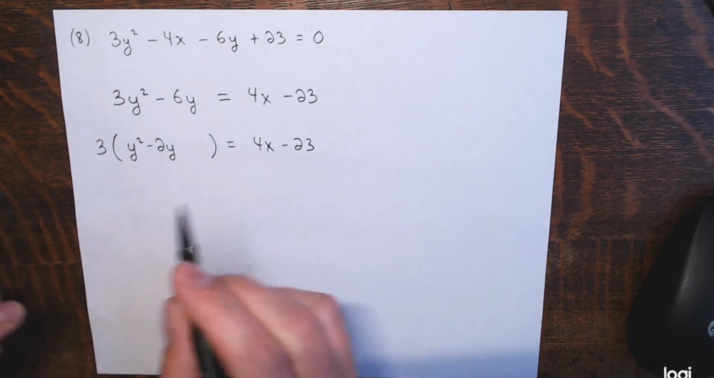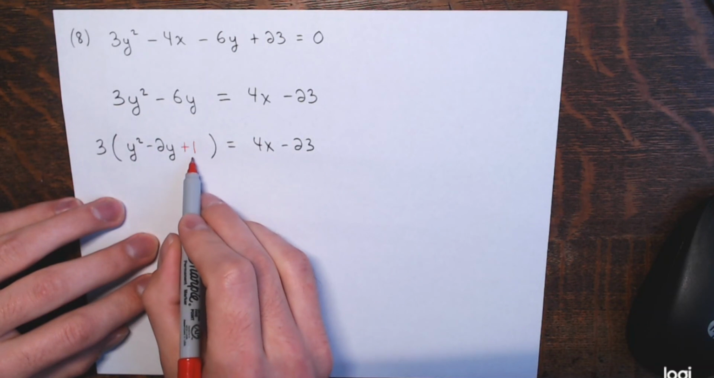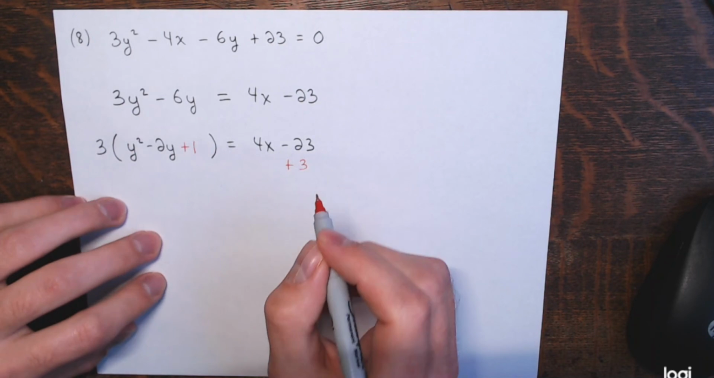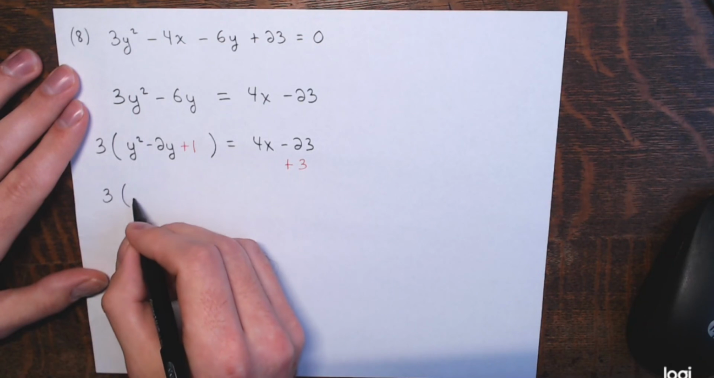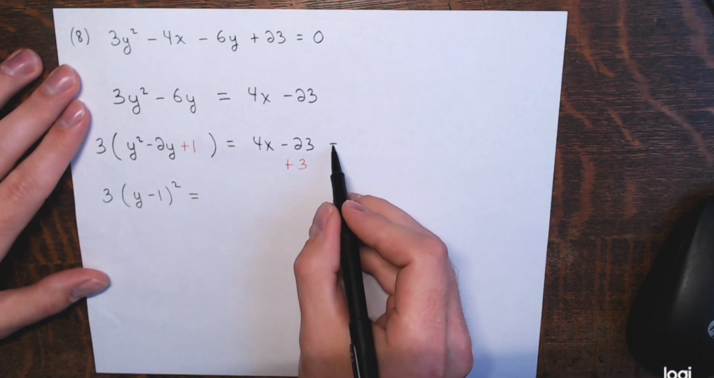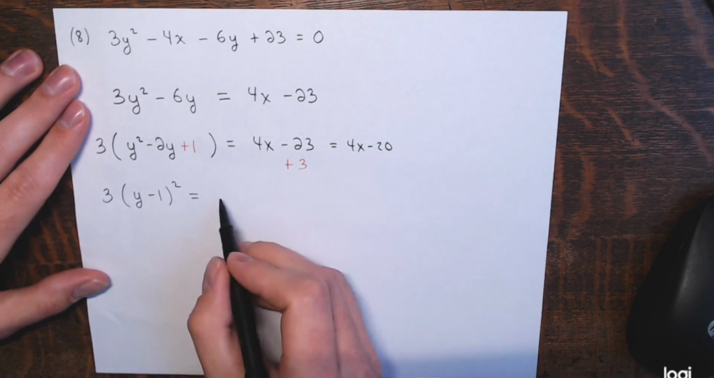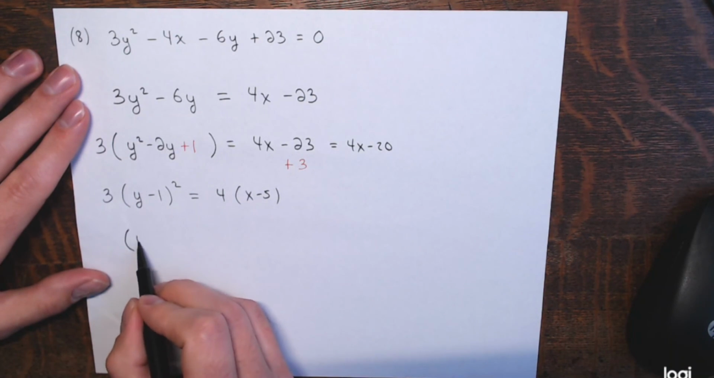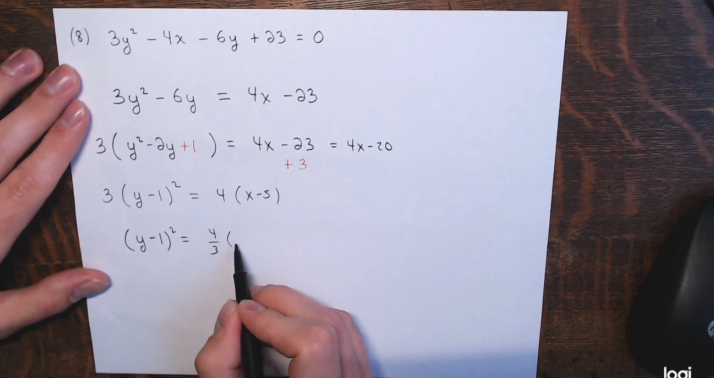And then when I complete the square on the y's, you have to add 1 in here. But if I add 1 in here, remember I pulled the 3 out earlier, that's 3 times 1, that's adding 3. So I add 3 to the other side. And then I have 3 times the quantity y minus 1 squared equals, and then this is again 4x minus 20, right, after I add 3. Pull the 4 out, we have 4 times the quantity x minus 5, and then just divide by 3 now to get the square alone. So we have y minus 1 squared equals 4 thirds times the quantity x minus 5.